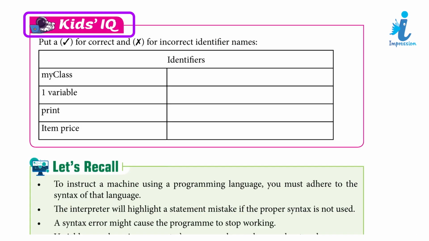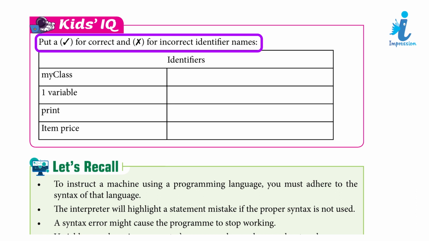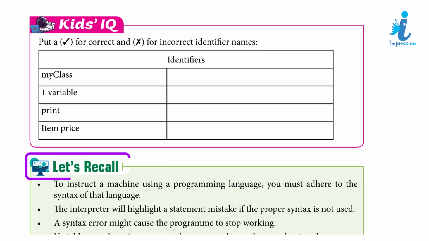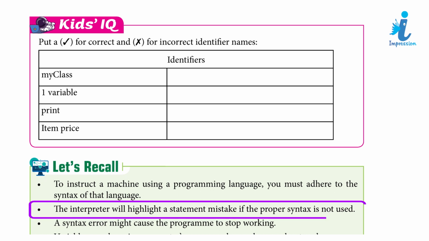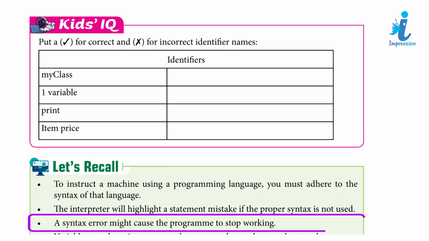Kids IQ. Put a tick for correct and cross for incorrect identifier names. Let's recall. To instruct a machine using a programming language, you must adhere to the syntax of that language. The interpreter will highlight a statement mistake if the proper syntax is not used. A syntax error might cause the program to stop working.